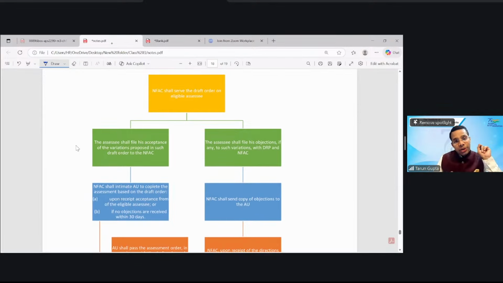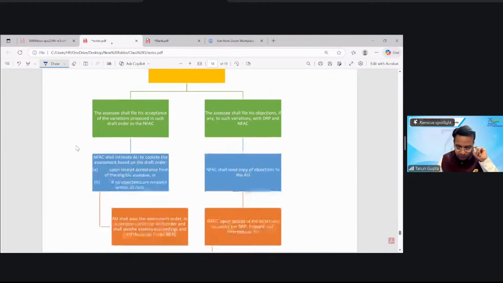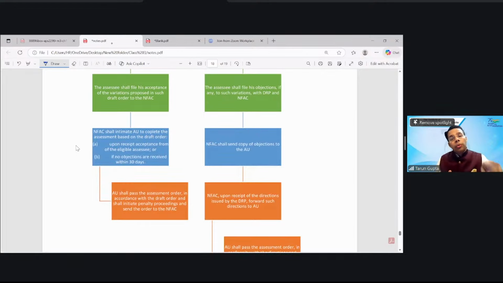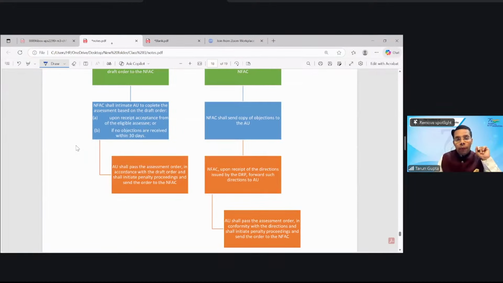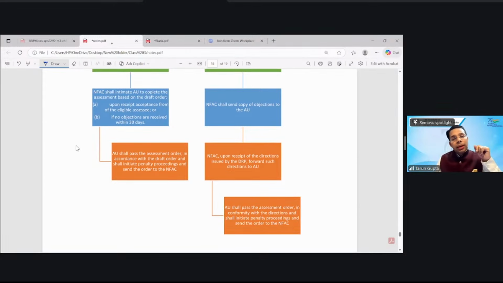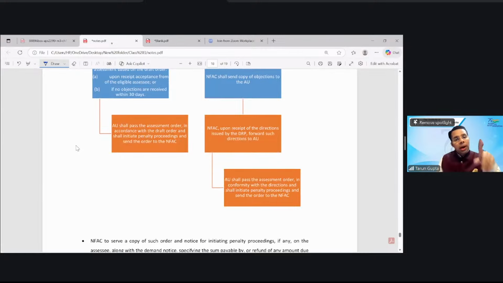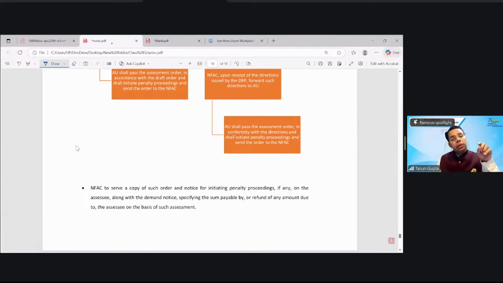If the assessee has filed the objection, then he will file the objection to the DRP and NFAC. NFAC shall send a copy of the objection to the AU so that the AU has to wait. Once the DRP direction is received by NFAC, it will forward the direction to the AU and the AU will pass the order in conformity with the direction. And similarly, the order so passed along with the penalty notice or the demand notice shall be served upon the assessee by NFAC. So everything is done by the AU but through NFAC.